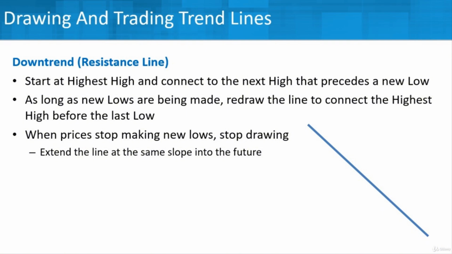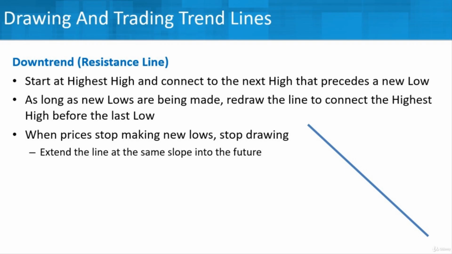And as long as new lows are being made, you keep redrawing the line to connect the highest high before the last low. So you're drawing a line along the highs, but it keeps going downward, right? That's the whole idea of a downward trend. And when prices stop making new lows, then you stop drawing, and you extend that line at the same slope out into the future. You're extending that line all the way out, and you're watching that trend line.